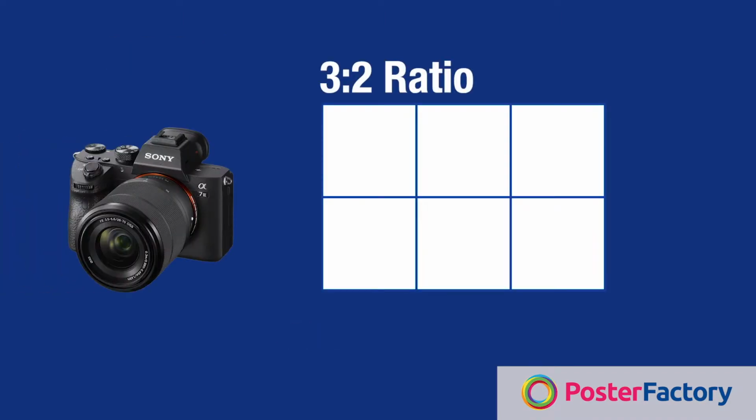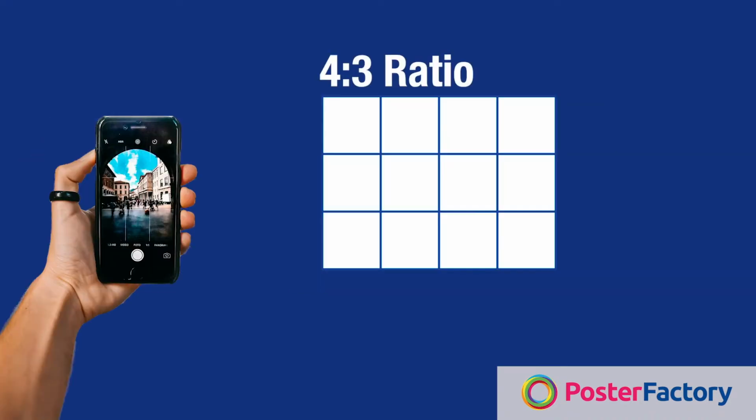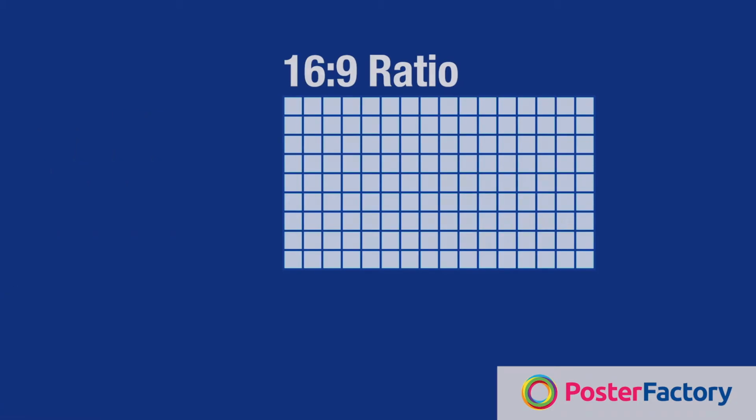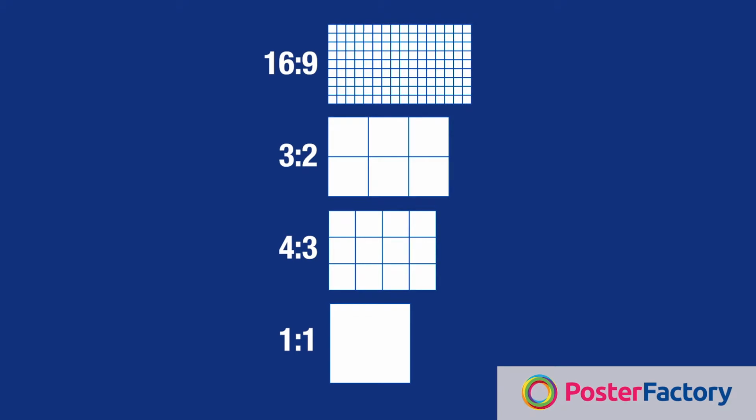SLR and mirrorless cameras usually have an aspect ratio of 3:2. Mobile phones can have an aspect ratio of 4:3, or even 16:9. As you can see, if we make the height of all these formats the same, they all have different widths.